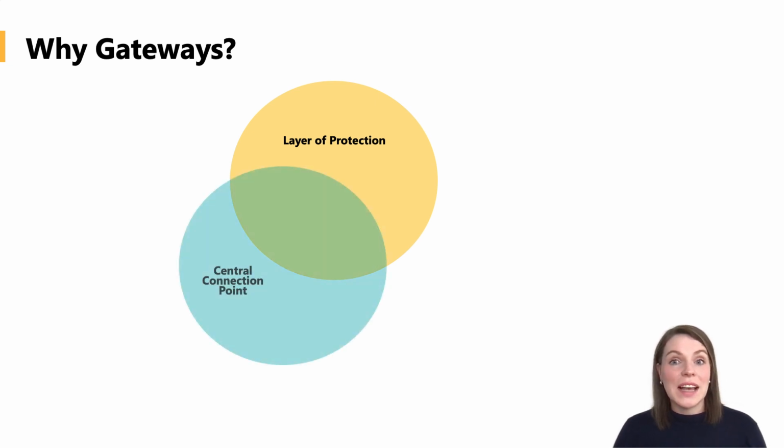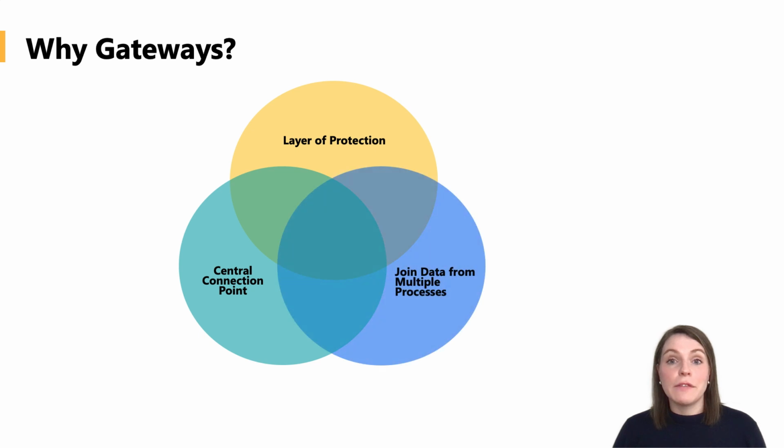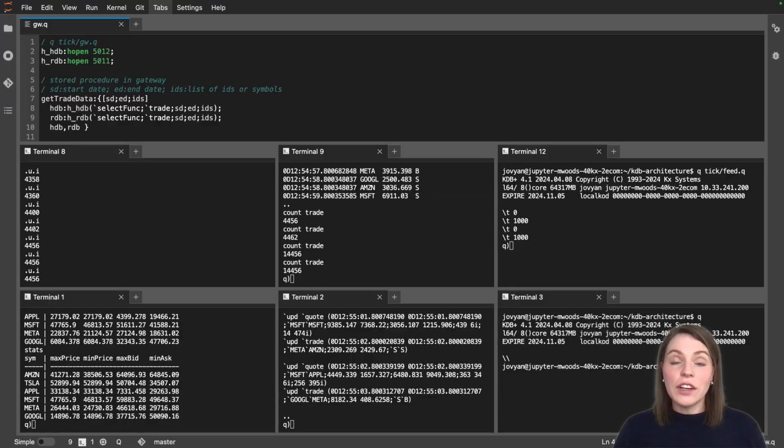It also serves as a central connection point for users, so they don't have to remember which data is where and which port to point to. And finally, if a user wishes to get data from multiple sources, the gateway can do this on the user's behalf by calling the data processes to retrieve the data and joining them together before returning them to the user, which is what we did in our quick start. So let's look at our code from the quick start again in a little bit more detail.